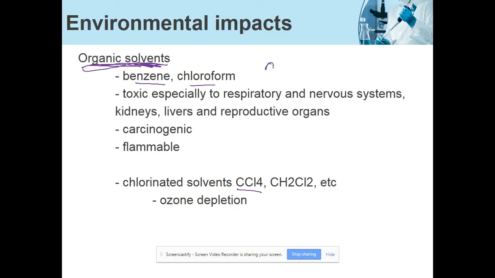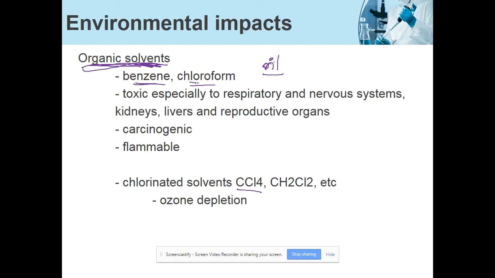So if we have something like oil, some other kind of non-polar compound that we want to dissolve, water won't do it. And so we have to use benzene, we have to use chloroform. If I'm trying to get an organic non-polar compound out of a seed or out of a plant, water is not going to do it. And so I use these organic solvents instead.